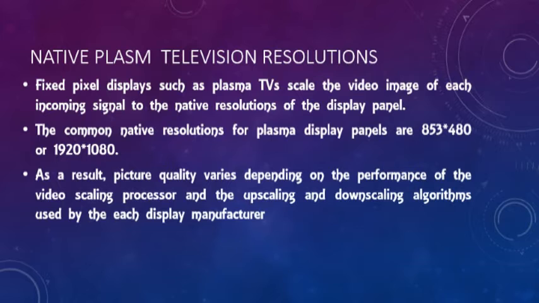A fixed pixel display such as a plasma TV scales the video image of each incoming signal to the native resolution of the display panel. The common native resolutions for plasma panel displays are 853 x 480 or 1920 x 1080. As a result, picture quality varies depending on the performance of the video scaling processor and the upscaling and downscaling algorithms used by each display manufacturer.